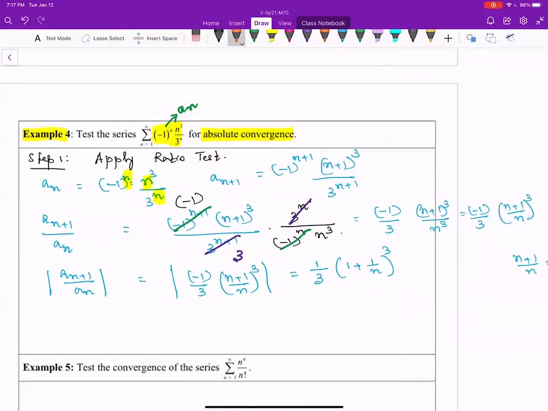Now you take the limit on both sides, limit n approaching infinity. 1 over n will become 0 here. So it is just 1/3 times 1, or it is 1/3, which is a value L which is smaller than 1.